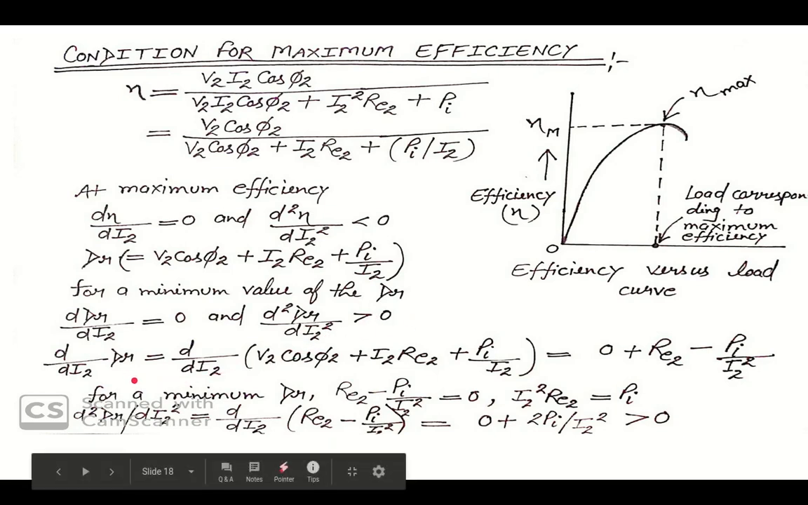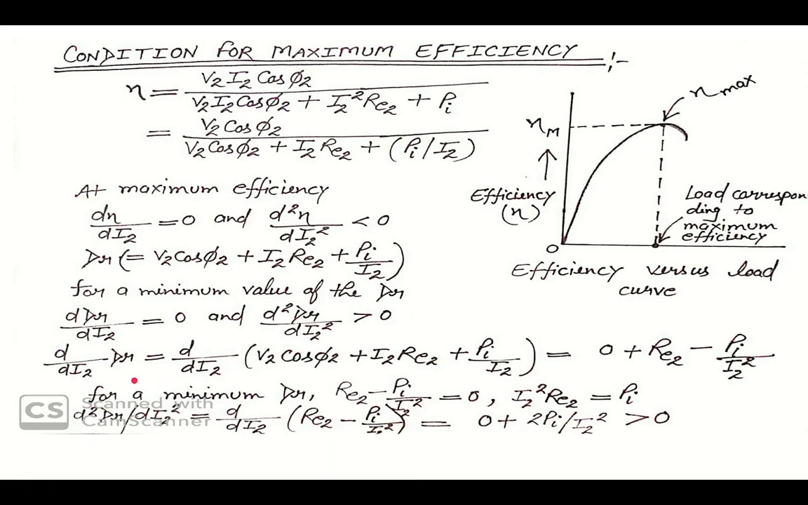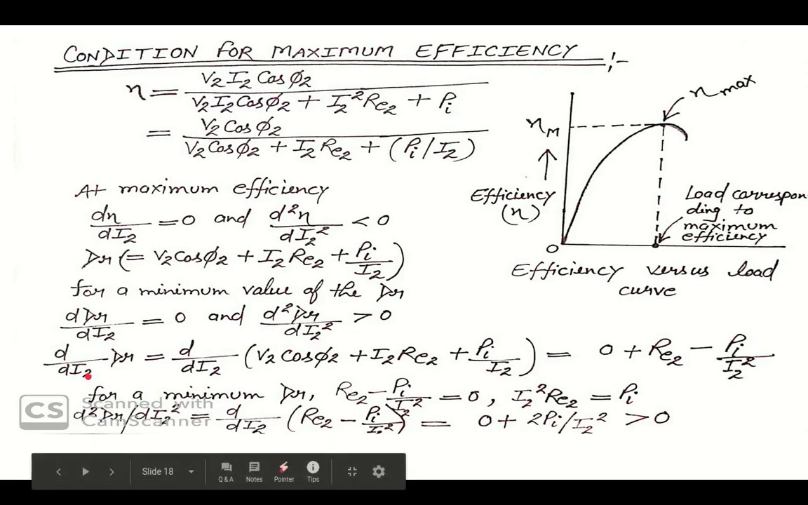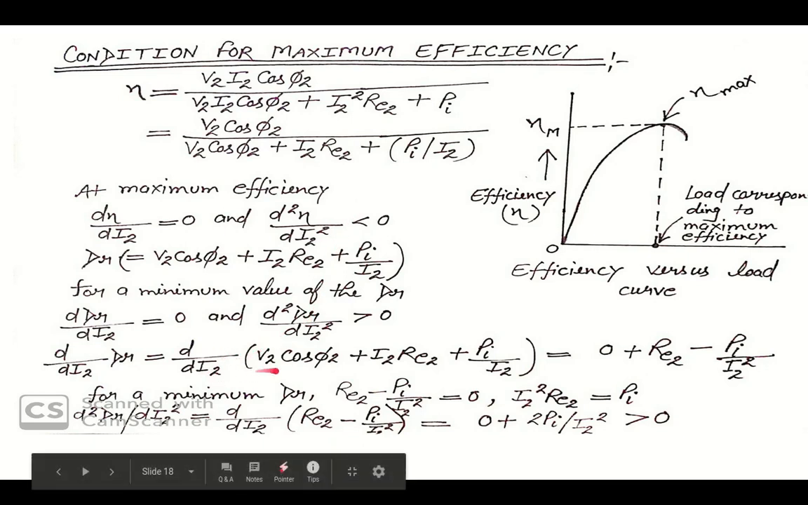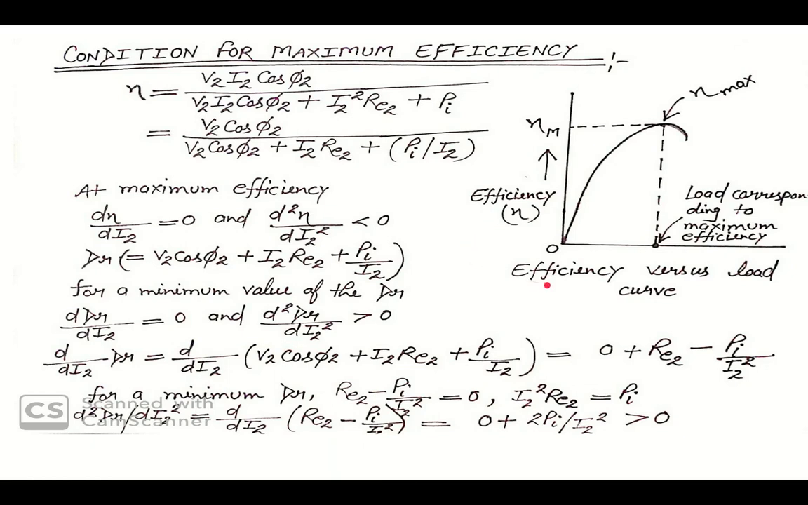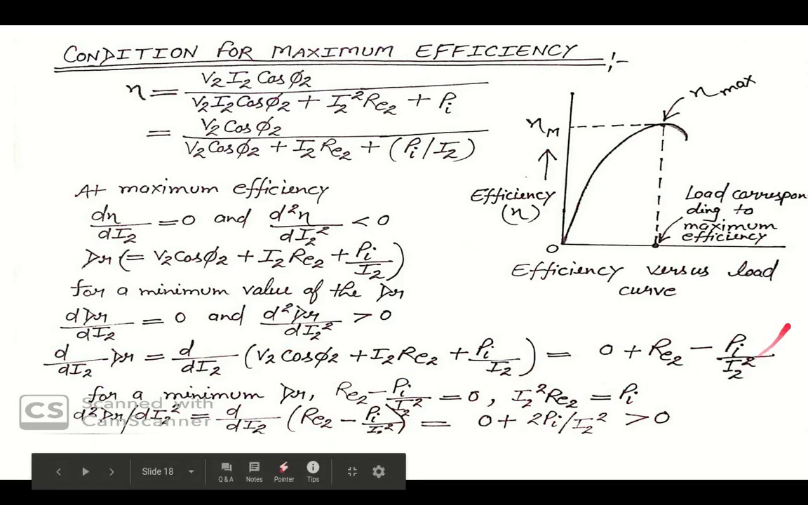So here we can differentiate the denominator with respect to load current. Put the value of the denominator here: d over dI2 of V2 cos phi 2 plus I2 Re2 plus Pi upon I2. After differentiation of the denominator with respect to load current we get 0 for the first term, because V2 and cos phi 2 are constants. So 0 plus Re2 minus Pi upon I2 square.